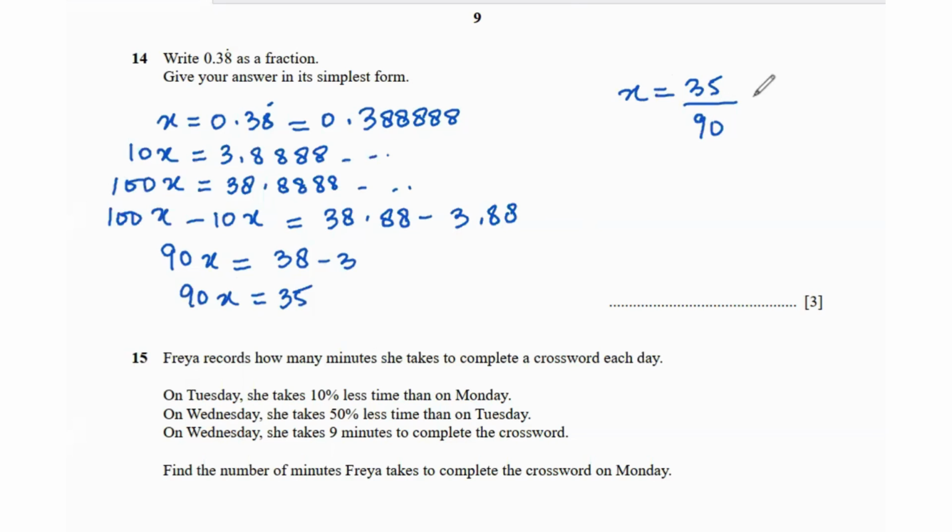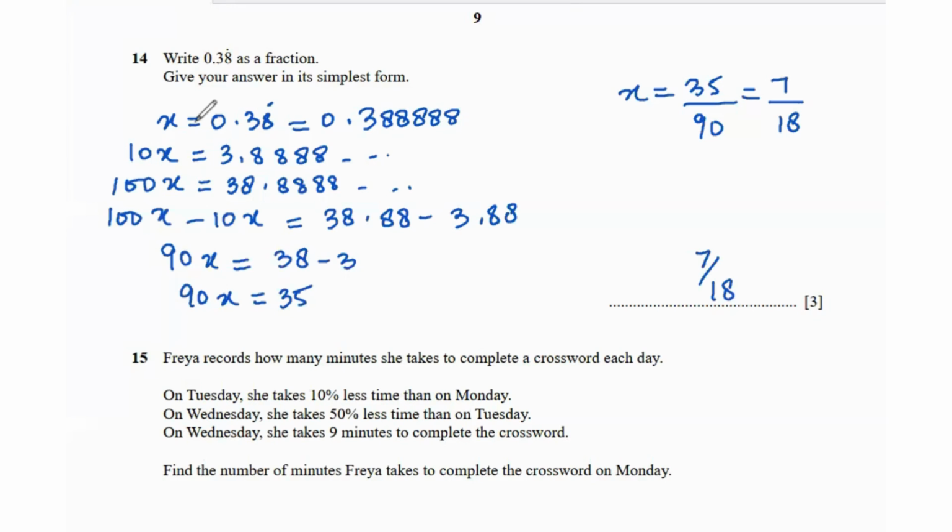Both come in the 5 times table. 7 5s are 35, so 7 over here. And for 90, it's going to be 18 because 18 times 5 is 90. So 7 over 18 is the simplest form of the fraction for the recurring decimal 0.38. Remember, you first put your decimal equal to x, then you multiply x with 10, 100, or 1000, depending on what the recurring decimal is.